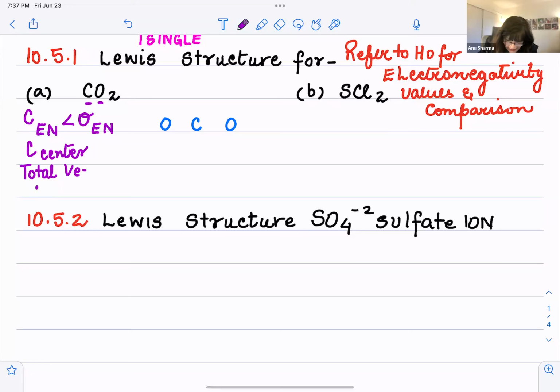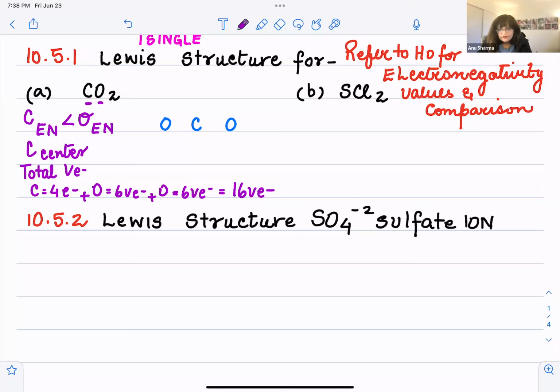Carbon has 4 valence electrons, and each oxygen is bringing 6 valence electrons. So the total is how much? 6 plus 4 is 10, plus 6 is 16, right? 12, 13, 14, 15, 16 valence electrons total. Those are the ones we need.